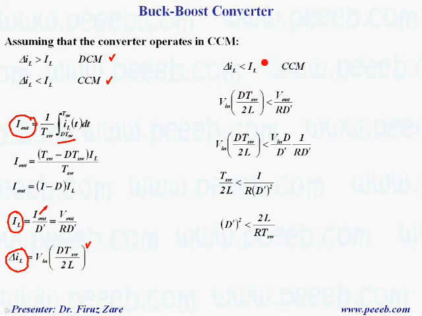So when we put in this equation, this is the condition for operating in continuous conduction mode. When we simplify the equation, that means finally d prime squared should be less than 2L times R T_sw.